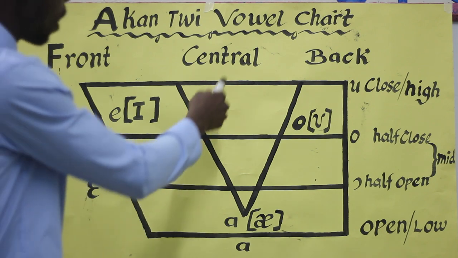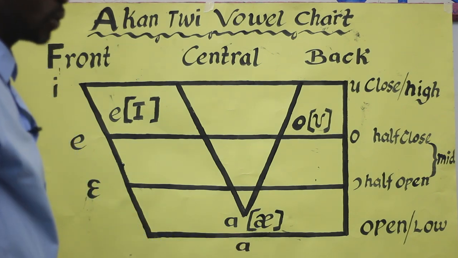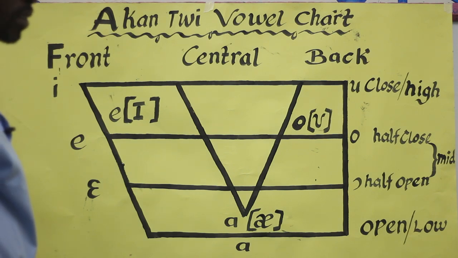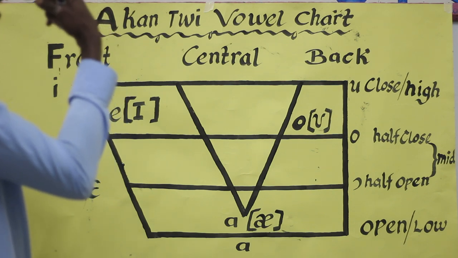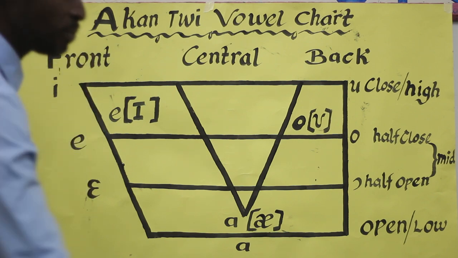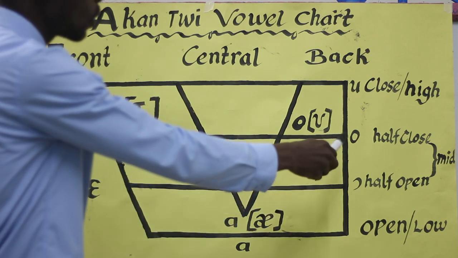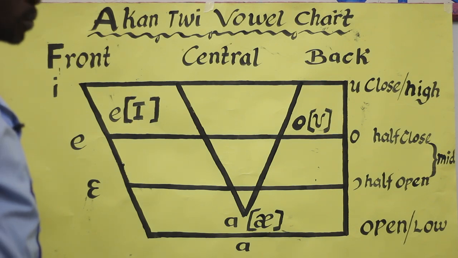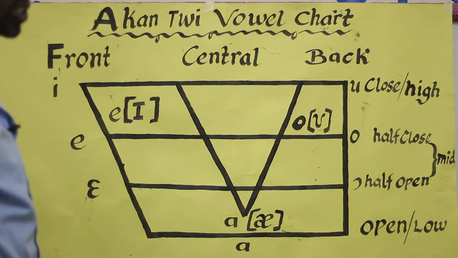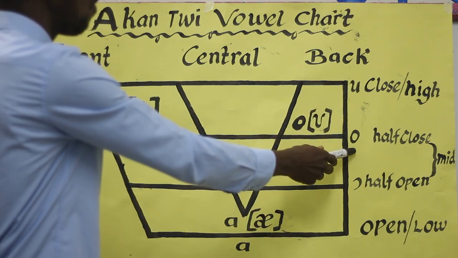We move on to the central vowels. With central vowels, the open E and A are the only central vowels we have in this language. I guess you can feel it at the central part of the tongue. Produce it for yourself and see. Then U, O, O, and O are the back vowels. In producing these vowels, the vibration is felt at the back part of the tongue.